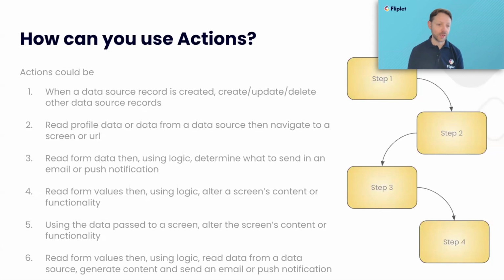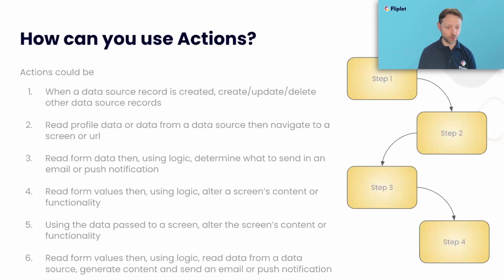Another scenario is you'll be able to read information from data sources such as profile data or data from somewhere else, and then use that information to actually direct the user to different parts of your app. So for example, if a user hasn't completed onboarding according to their profile data, send them to the onboarding screen. Or if a user hasn't set their dietary preferences for the event yet, forward them to the dietary preferences screen.